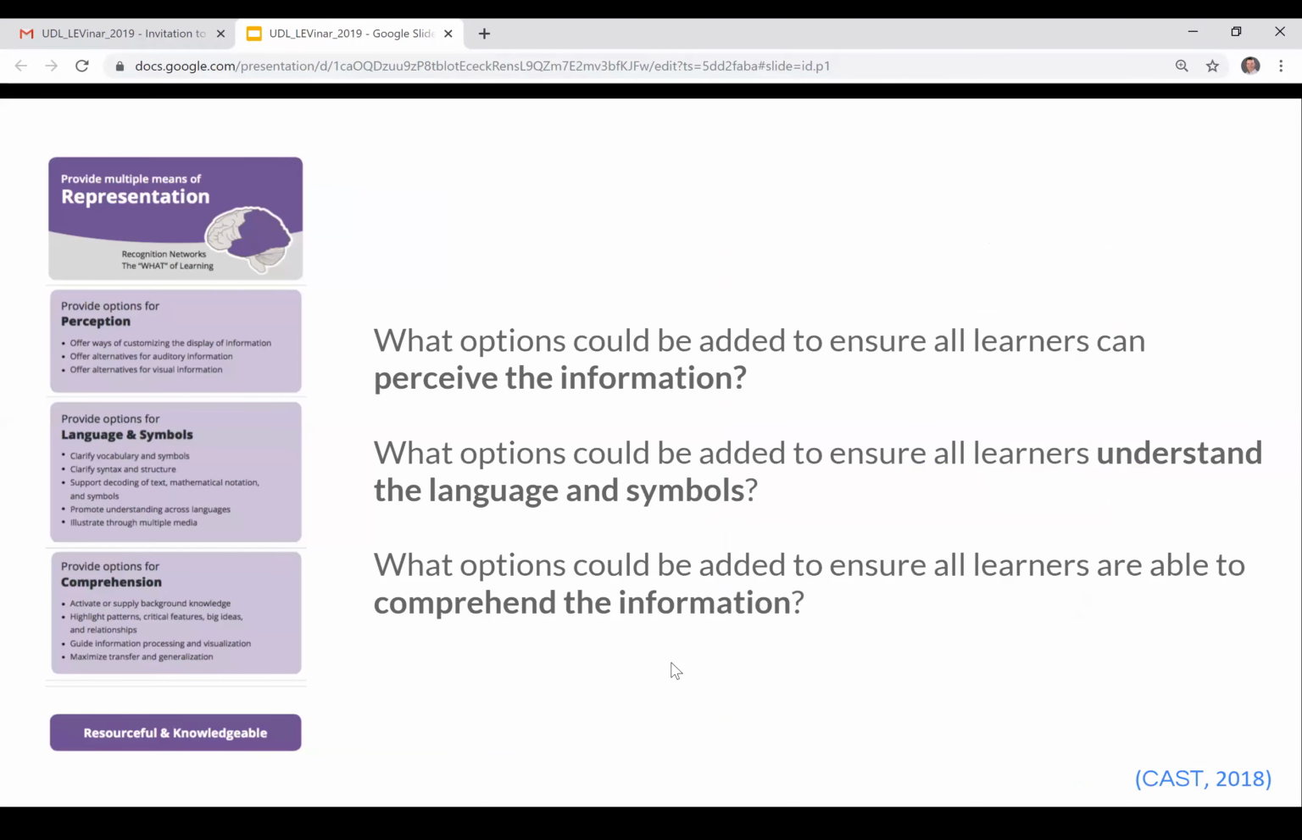So to provide multiple means of representation, I might ask myself, what options could be added to ensure all learners can perceive the information? What options could be added to ensure all learners understand the language and symbols? And what options could be added to ensure all learners are able to comprehend the information?